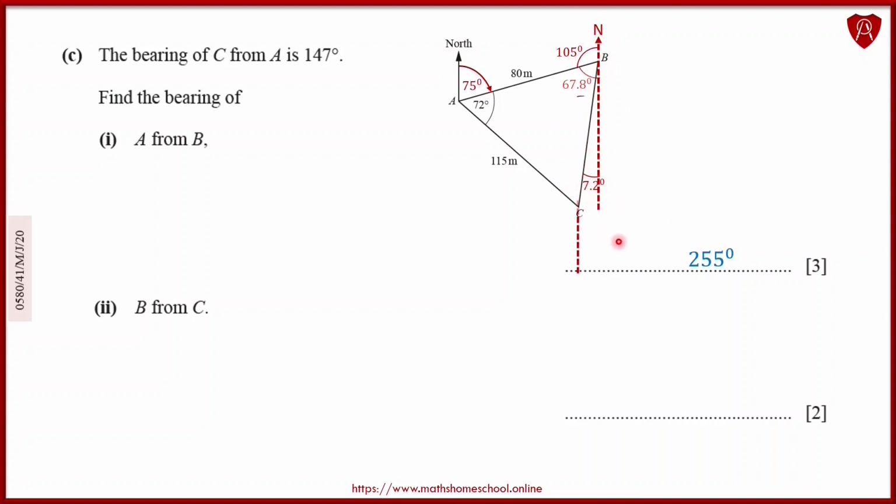The angle we need is this angle made from north to this line. But given north lines are always parallel, this angle and this angle are both alternate angles and they are equal. So this angle is 7.2 degrees, and that is the bearing, 7.2 degrees.